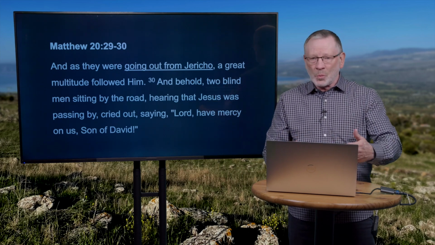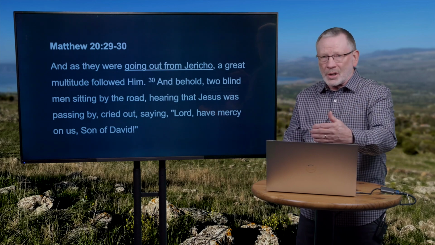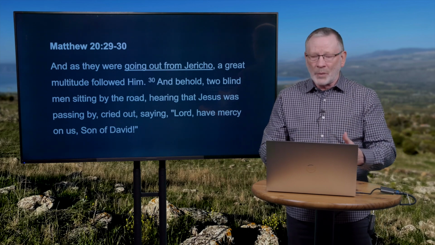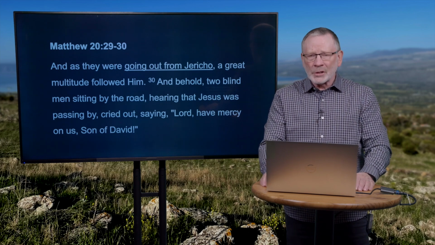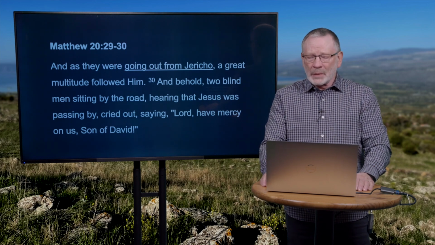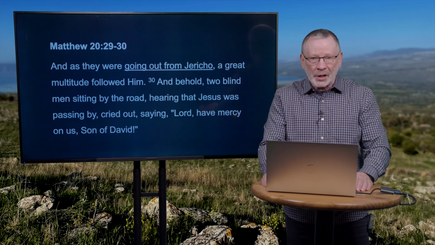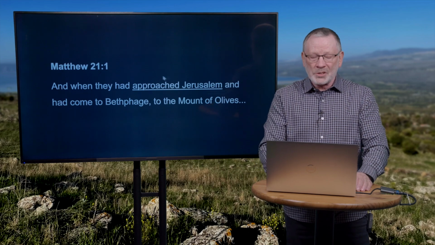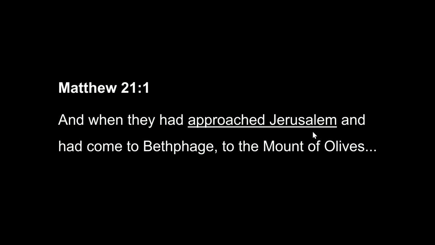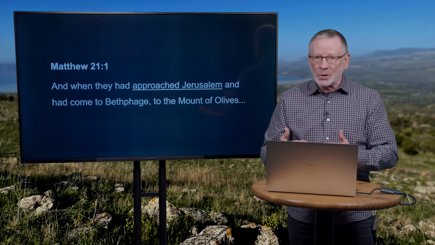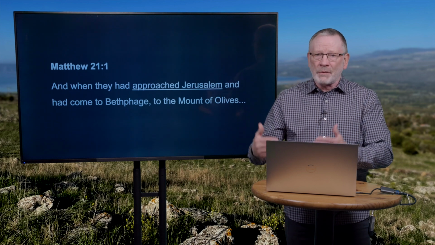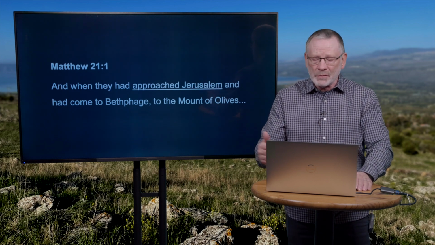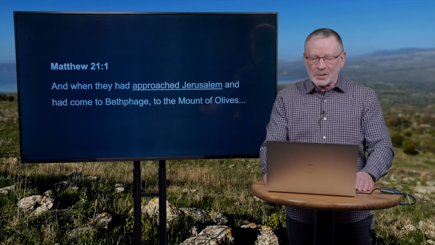Jesus goes out of his way to go through Jericho, not his normal travel route going to Jerusalem. And he is leaving Jericho now to head west to Jerusalem. It says, then when they approached Jerusalem and had come to Bethphage, to the Mount of Olives, so now he's come through the Judean wilderness and he is at the Mount of Olives just east of the city of Jerusalem and about to enter the city.